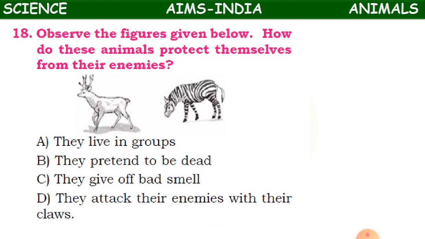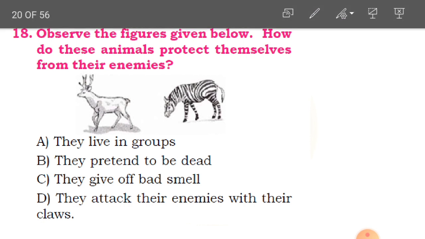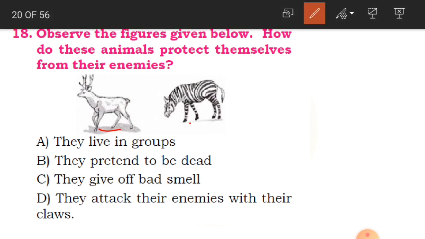Observe the figures given below. How do these animals protect themselves from their enemies? So here you have two animals. What are they? Deer and also zebra. So we have to identify how they protect themselves from their enemies. By what?